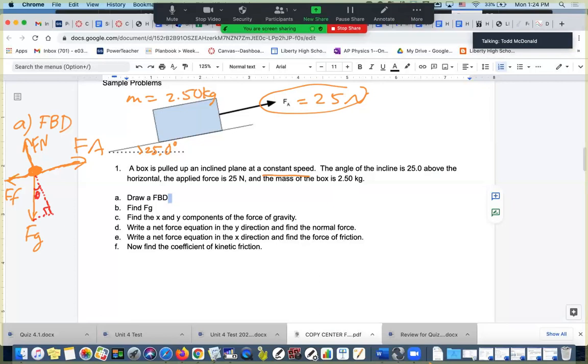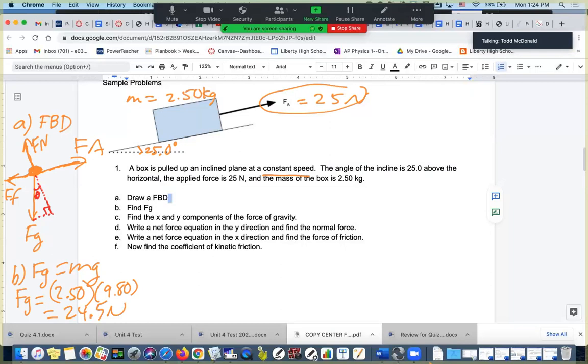Okay, because we're going to have to use a little trig to break things into components. The second part of this problem says to go ahead and find Fg. Remember, Fg is just mg. So to find the force of gravity, we take the mass, which is 2.50, times 9.80, and plug that into a calculator. 2.50 times 9.80, and you get 24.5 newtons. So that would be the straight down force of gravity.